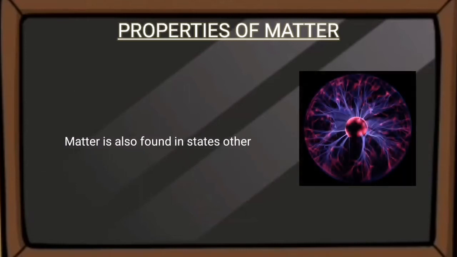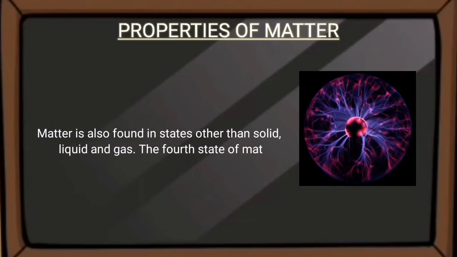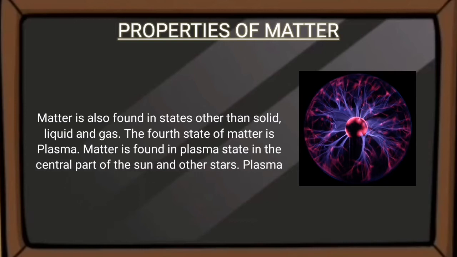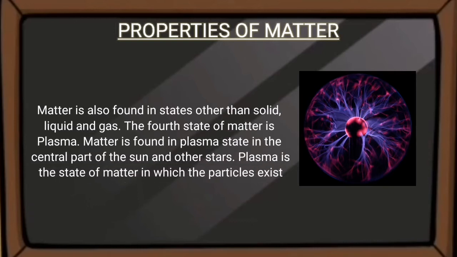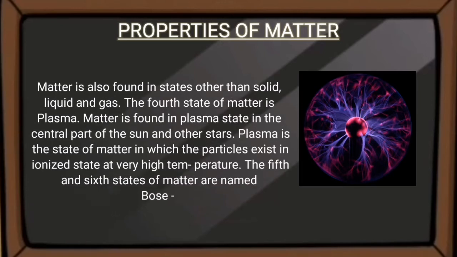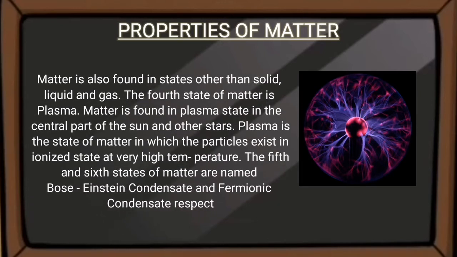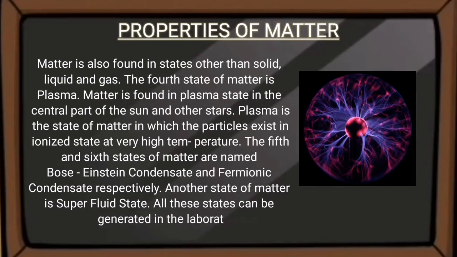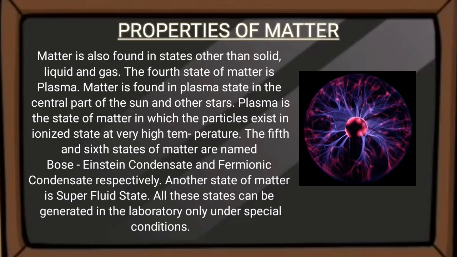Matter is also found in states other than solid, liquid, and gas. The fourth state of matter is plasma. Matter is found in plasma state in the central part of the sun and other stars. Plasma is a state of matter in which the particles exist in an ionized state at very high temperature.